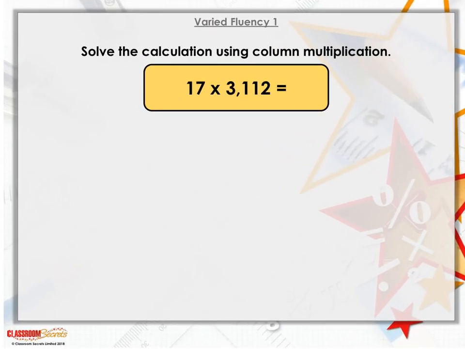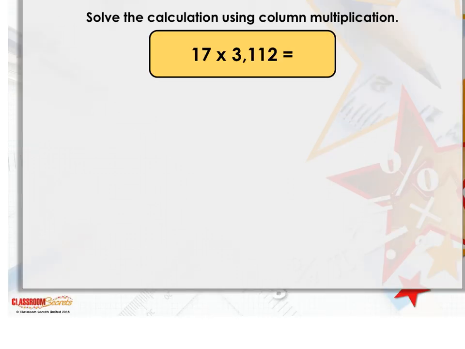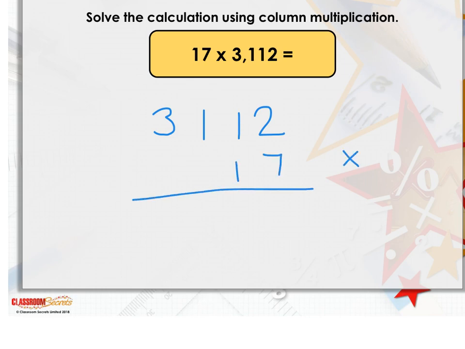So let's see, how could we solve this calculation then using column multiplication? Well, we're going to start by writing our biggest number on the top. So we've got 3,112, and we're going to multiply that by 17. I'm going to change the colour of these down here just so you can see what I'm multiplying and when I'm doing it. So you've got our 7 ones are in red and our 10 is in green.